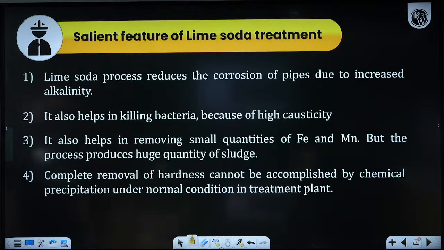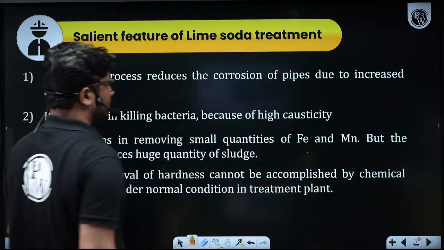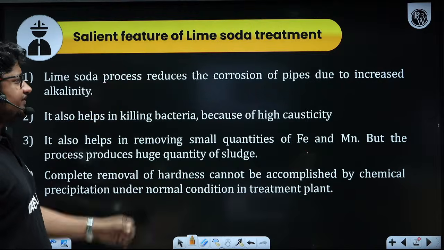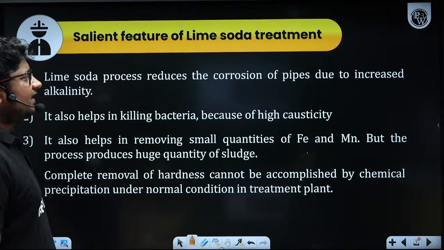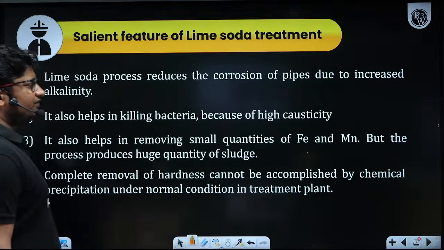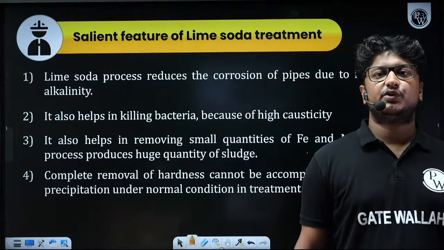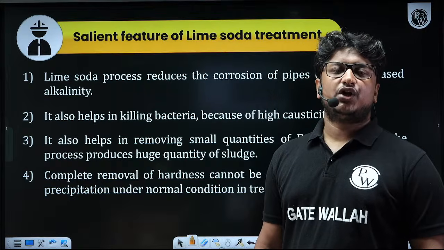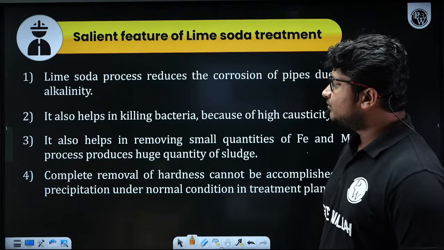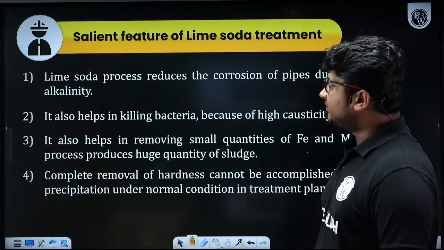Okay. Now see some salient features of the lime soda process. The first thing, the lime soda process reduces the corrosion of pipe because you are adding lime, which increases alkalinity. It also helps in killing bacteria because of high causticity. One method of disinfection, as I told you yesterday, is excess lime treatment. If you go beyond 9.5 pH, most of the microorganisms are dead.